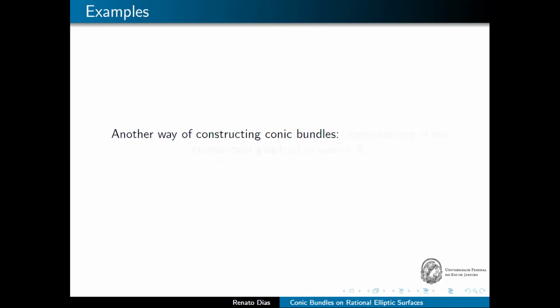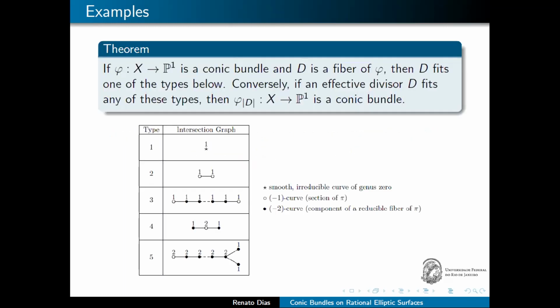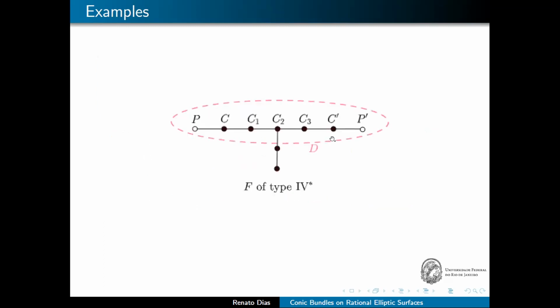There's also another way of constructing conic bundles, which is by making combinations in the intersection graph of curves in X. Like I said in the theorem, we have this converse. If you have a divisor which fits any of these diagrams, you can obtain a conic bundle. So here we have a 4-star fiber and two sectional curves, which are sections P and P prime. You can just take D as this chain here, and this defines a conic bundle.